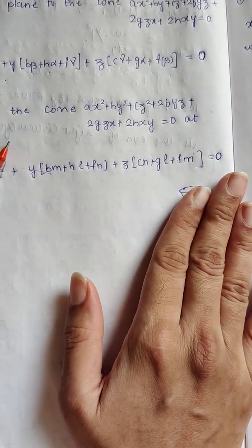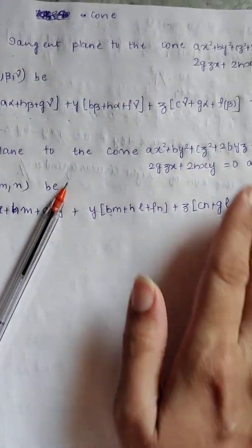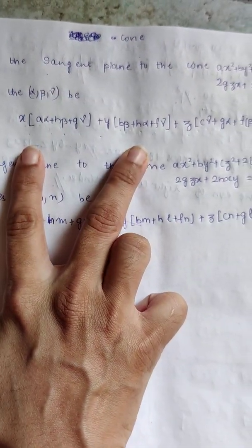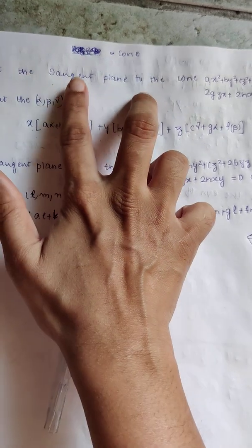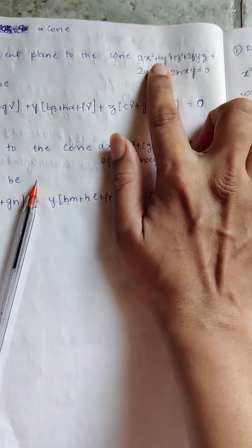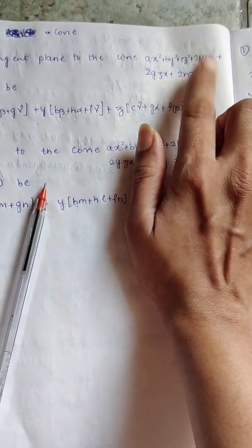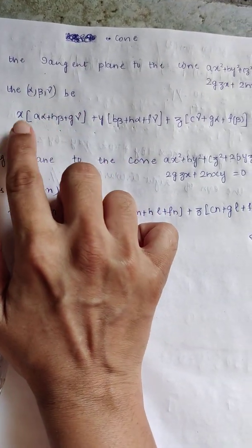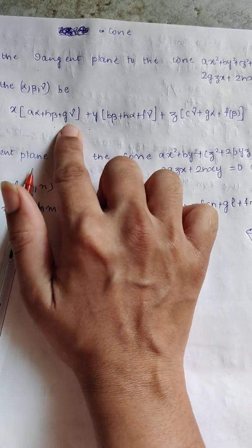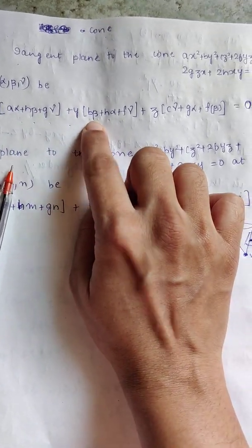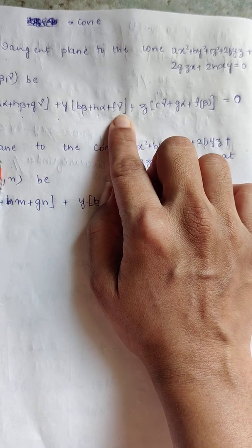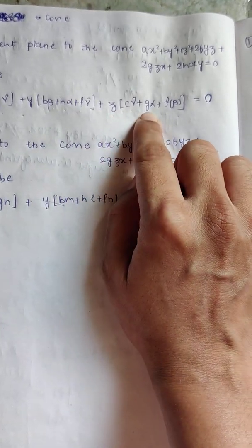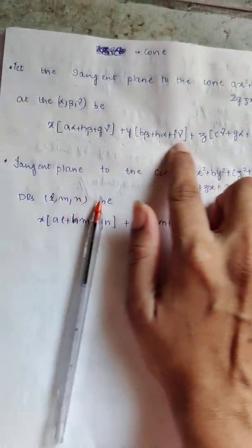And the point where it is touching is known as what? Point of contact. So whenever I have a cone given to me and a point given to me, how would be the equation of a tangent plane? So he's telling that the tangent plane to the cone ax square plus by square plus cz square plus 2fyz plus 2gzx plus 2hxy at the point alpha, beta, gamma is x into (a alpha plus h beta plus g gamma) plus y into (b beta plus h alpha plus f gamma) plus z into (c gamma plus g alpha plus f beta) equals to 0.